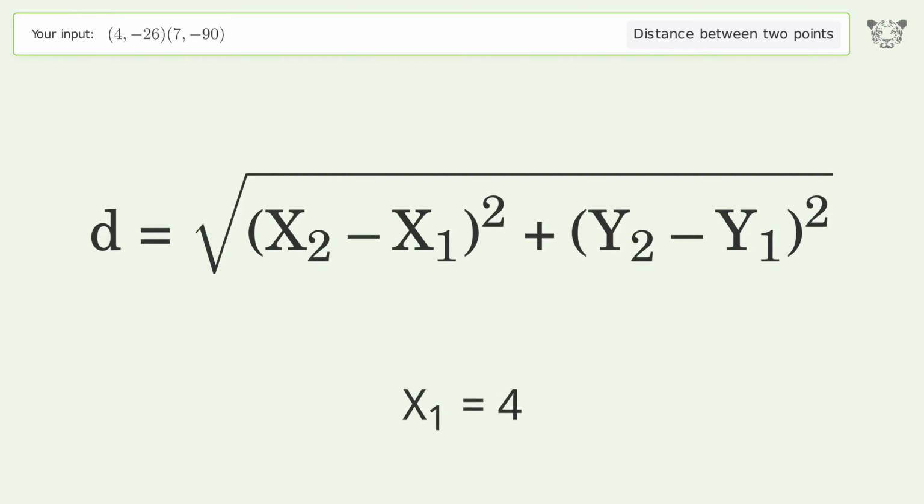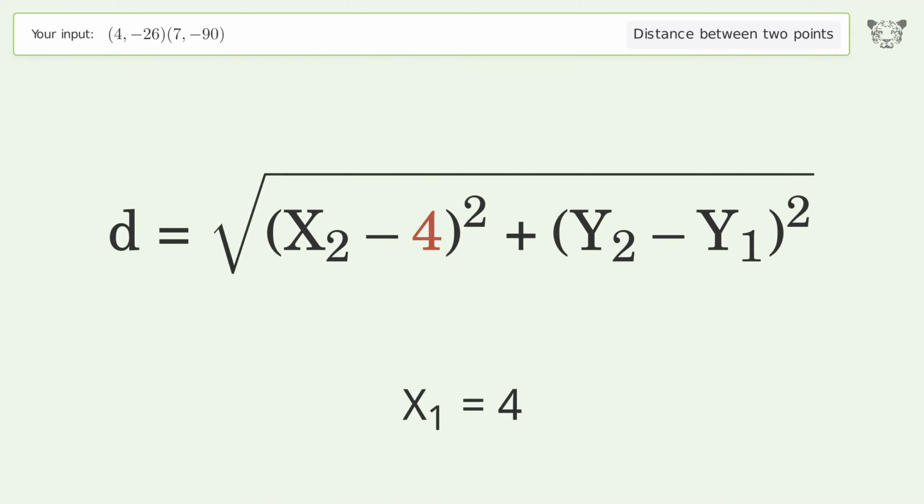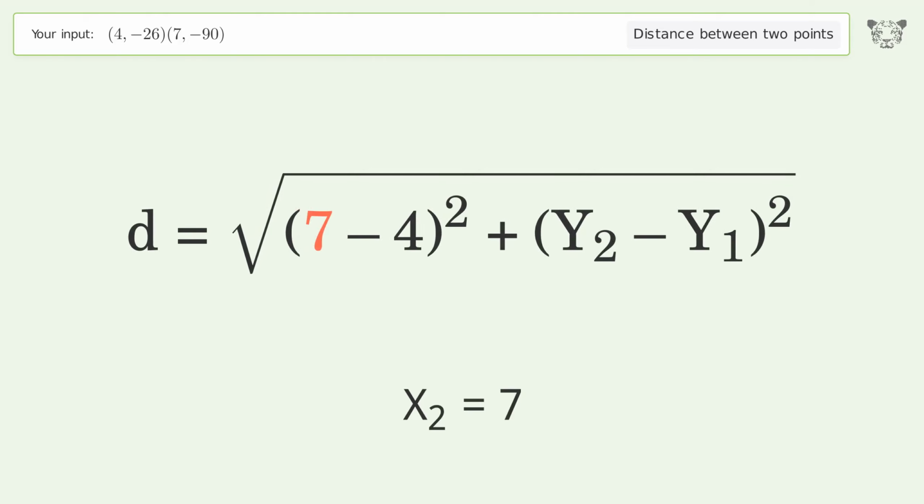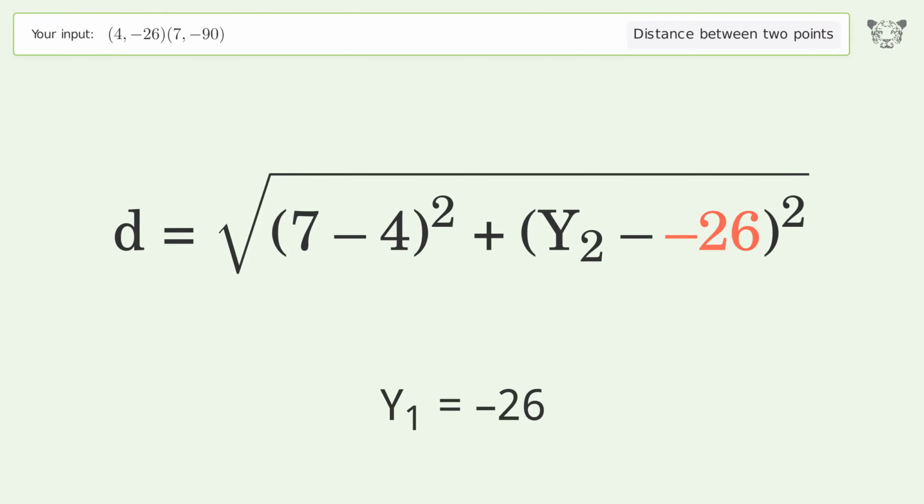x1 equals 4. x2 equals 7. y1 equals -26. y2 equals -90.